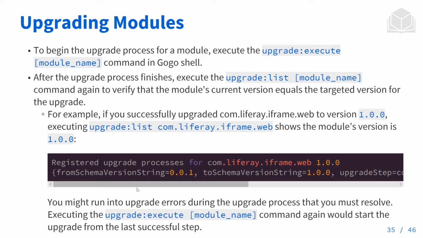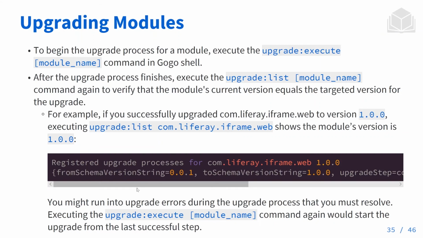So to do so, we're going to execute the command upgrade:execute, followed by the name of the module. This is, again, all done within the Gogo shell. It's going to go through and do the upgrade process for you. And eventually, once it's finished, right, it'll give you a confirmation that it is finished. Now, if things don't go as expected, the Gogo shell is going to let you know. You're going to need to do a little bit of debugging, right, in order to solve those issues that come up, and then you can try again.